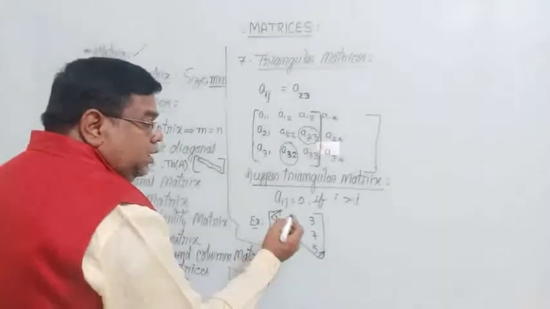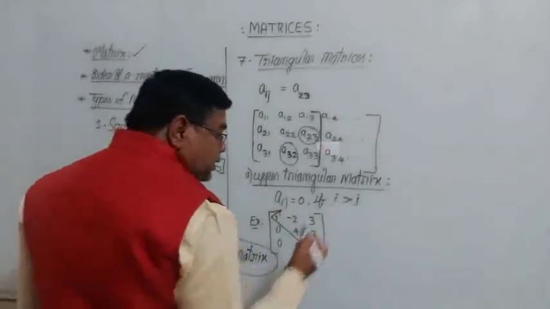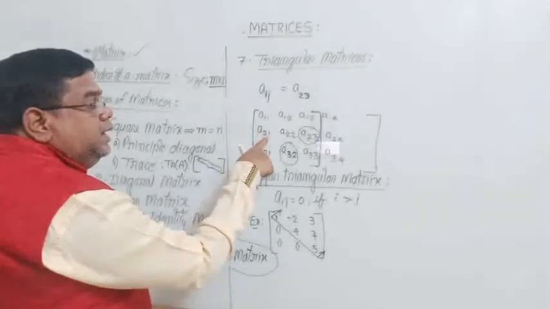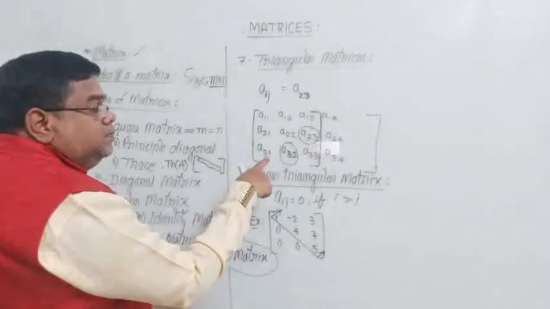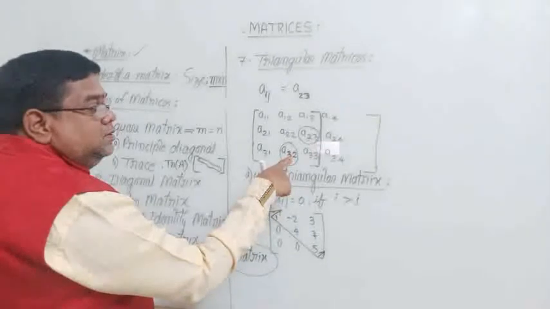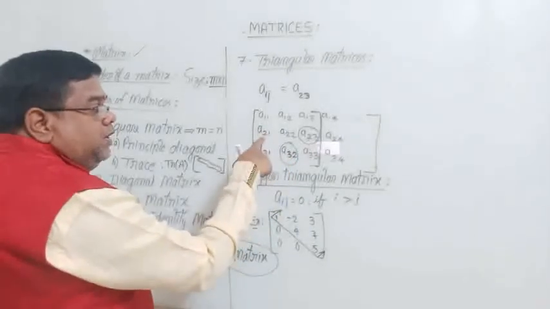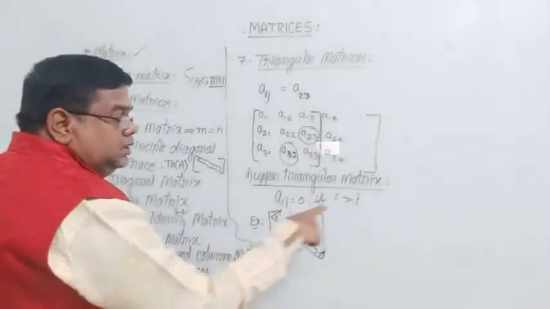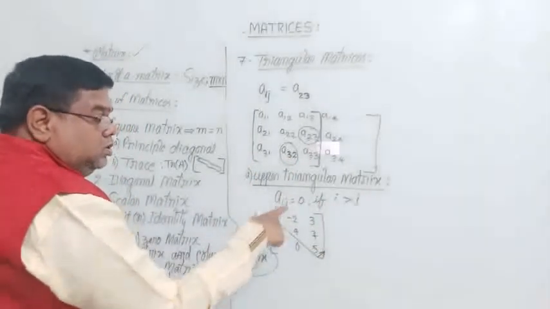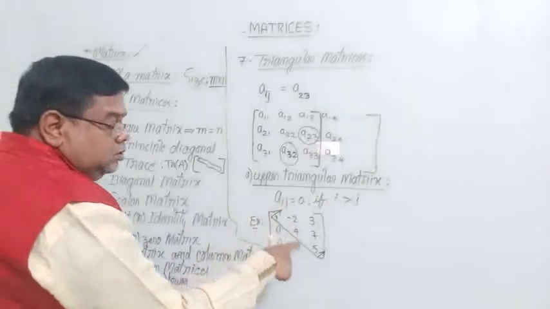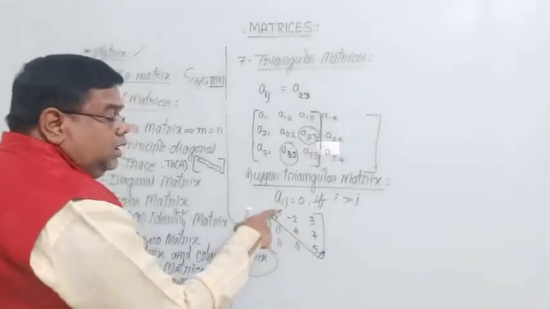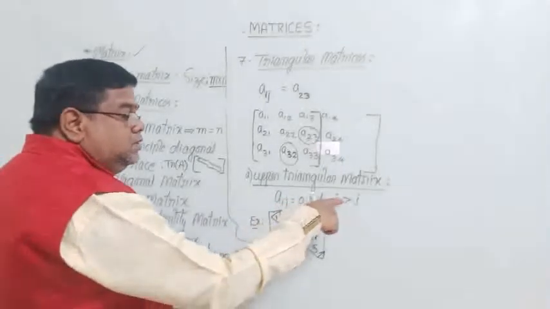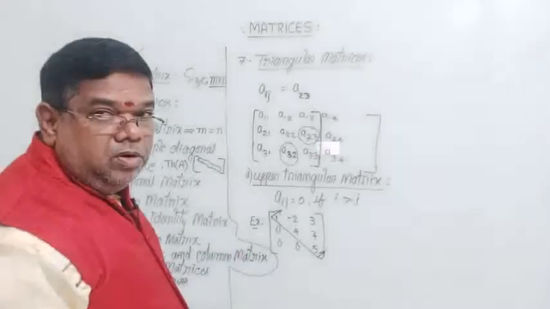So what is upper triangular? Aij equals 0 if i is greater than j. See here, what is i greater than j? Here it is i, it is j. If i is greater than j, those elements are zeros, which means these three elements are zeros. So it is called an upper triangular matrix. The condition is Aij equals 0 if i is greater than j.